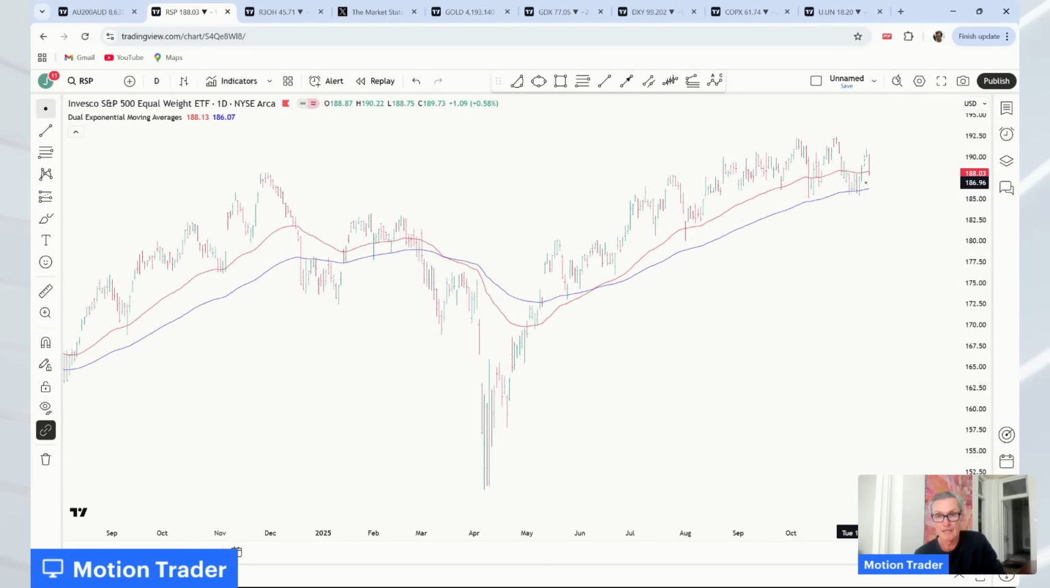At this point, the structure remains positive in the equal weight, which gives us that gauge of the broader S&P 500 population, not just the Magnificent Seven, those top-level stocks. Just looking at this week's price action, the equal weight has rallied off the 100-day moving average, and it's now mid-range.